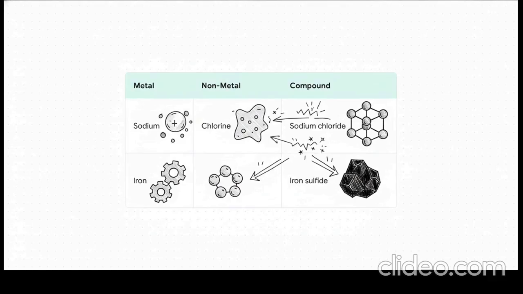If you bond the metal sodium with the non-metal chlorine, we don't call it sodium chlorine. Notice how chlorine gets that quick costume change and becomes chloride, meaning our newly formed compound is simply called sodium chloride. And the exact same logic applies right down the line. Take the metal iron, add the non-metal sulfur, and you get iron sulfide. It's a beautifully predictable system once you know the rule.